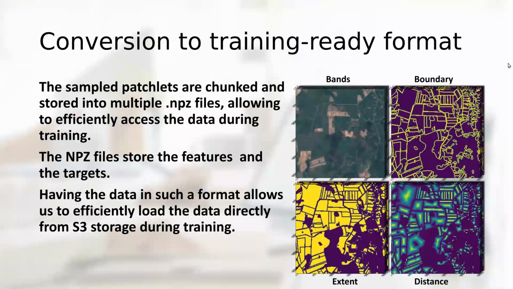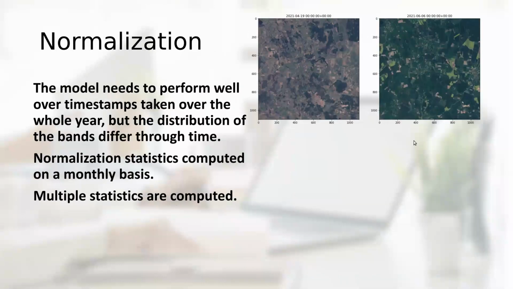And in each of the NPZ files, we store keys for features, labels, timestamps, and name of the patchlet from which it was taken. And you can imagine that each timestamp of the sampled observation is its own row in one of the NPZ files. And to make further processing of these NPZ files easier, we also create a pandas data frame which tracks the contents of these NPZ files and allows us to do filtering and to see where our data is coming from and so on.